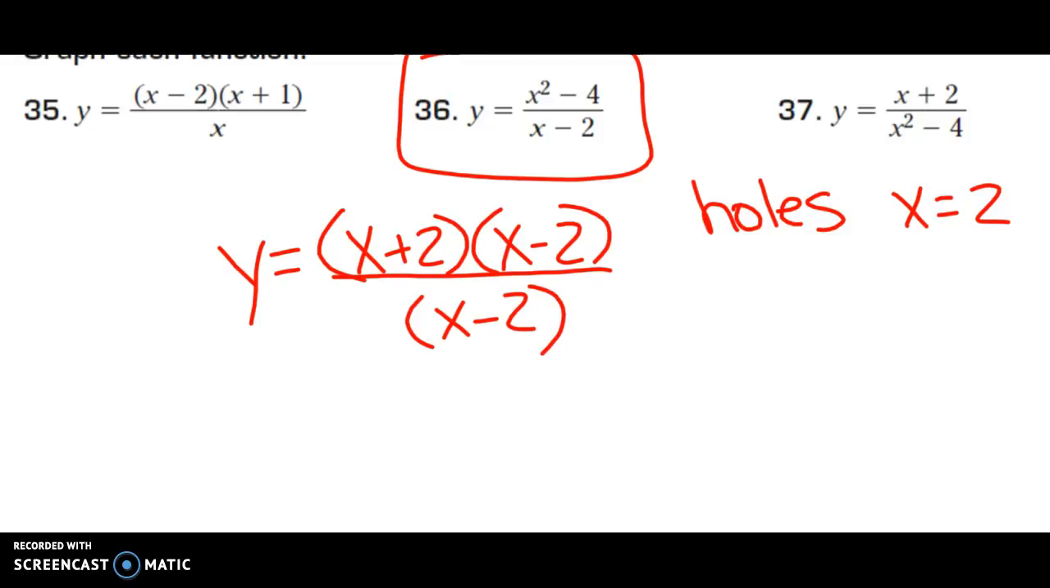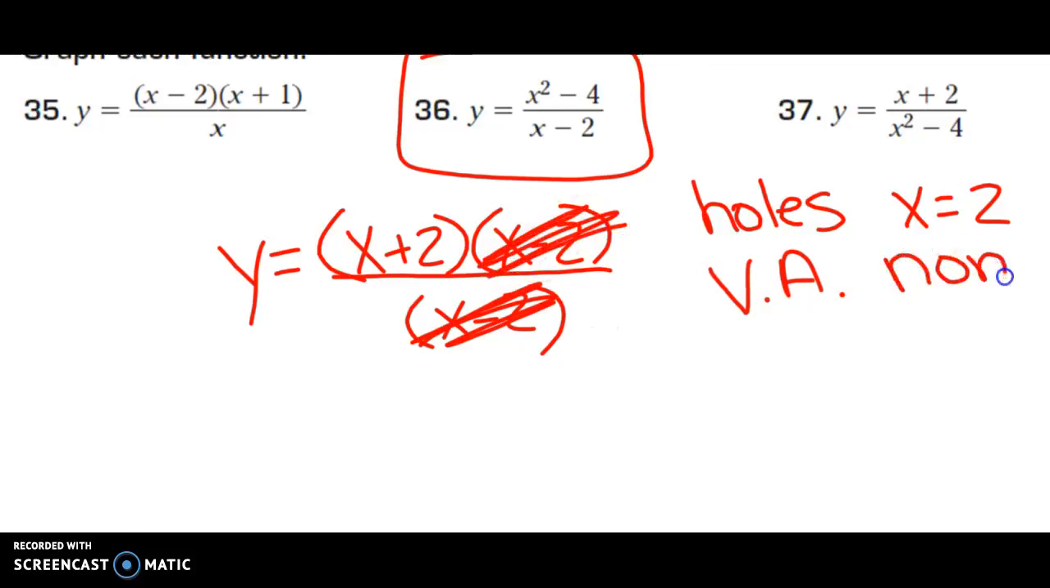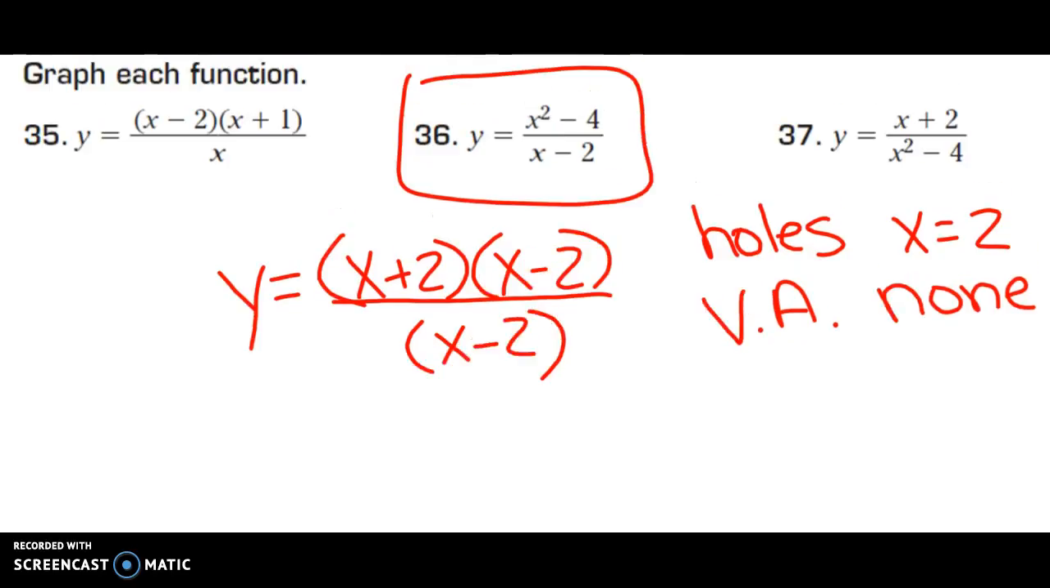I'm going to leave that out there like that for just a minute. Do we have any vertical asymptotes? No, we don't, because we canceled out anything in the denominator, so there are no vertical asymptotes. All right, let's see if there's a horizontal asymptote. I don't think this qualifies for horizontal. So let's go find a slant asymptote.